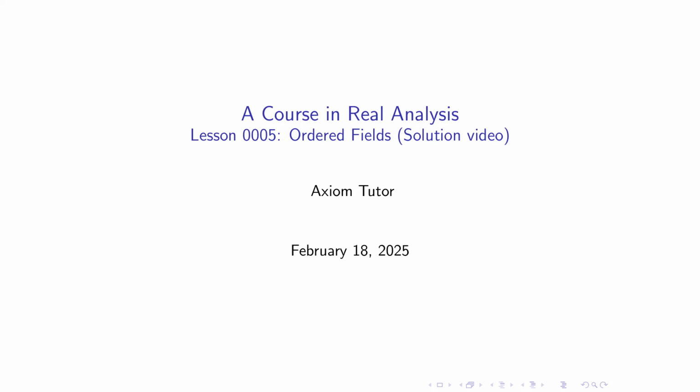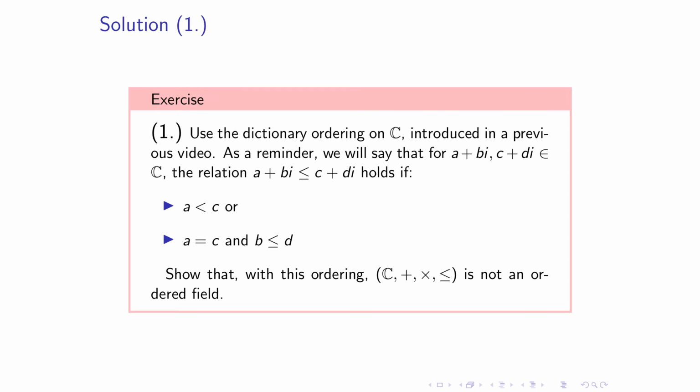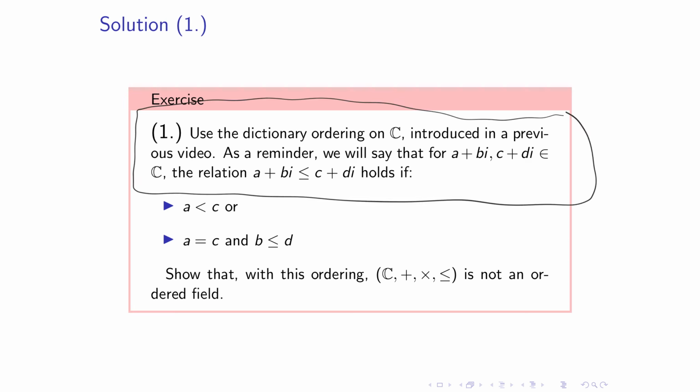Welcome to the next video in the course in real analysis. This is lesson 5 on ordered fields, and this is the solution video to the exercises presented in the previous video. So let's recall the first exercise, which was to show that if we give the complex numbers the dictionary ordering, then it is not an ordered field. And so here we have the definition of the dictionary ordering.